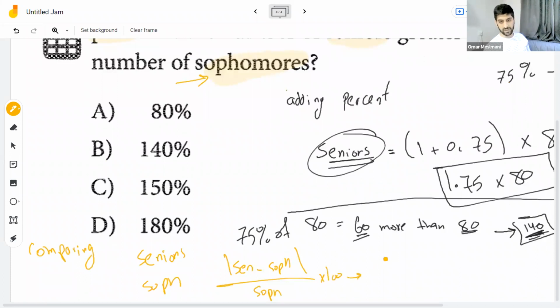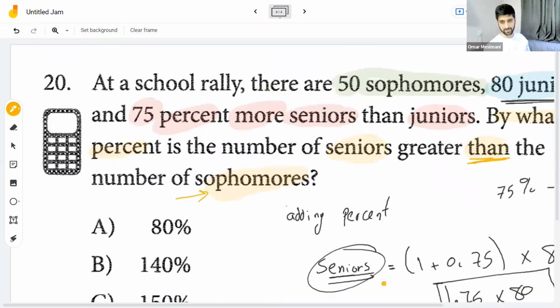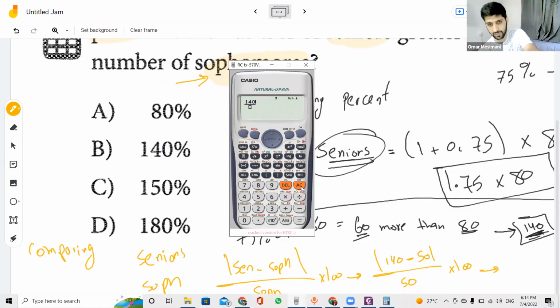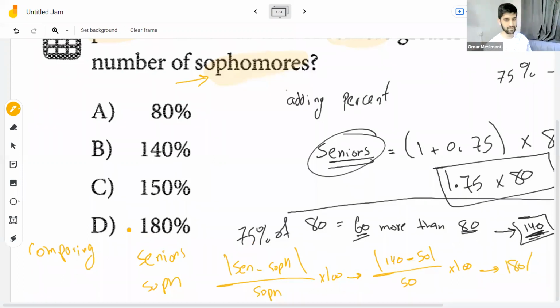How many seniors did I find? I found 140, minus how many sophomores we have? 50, over how many sophomores, which is 50, times 100. Now use your calculator and get the answer. You say fraction 140 minus 50 over 50 times 100, and you get the answer as 180%. And it's D.